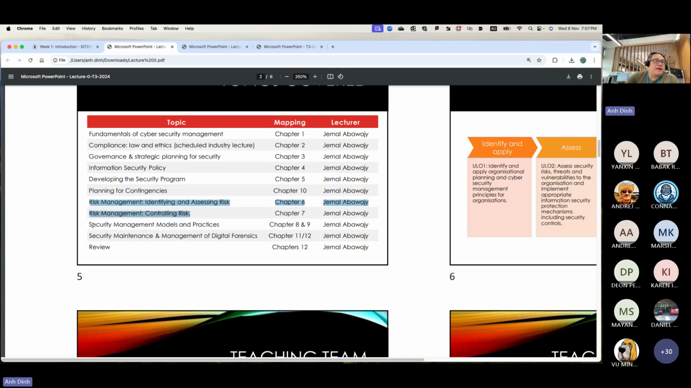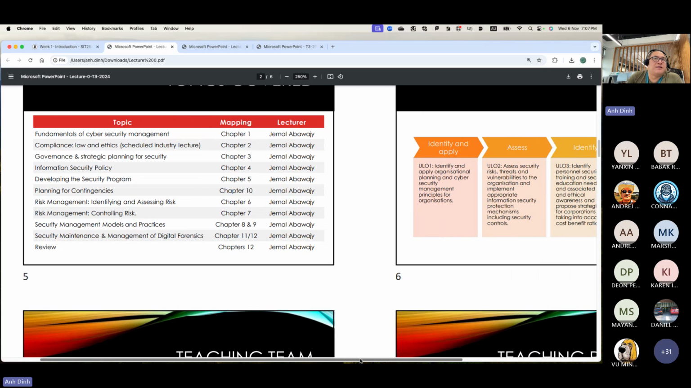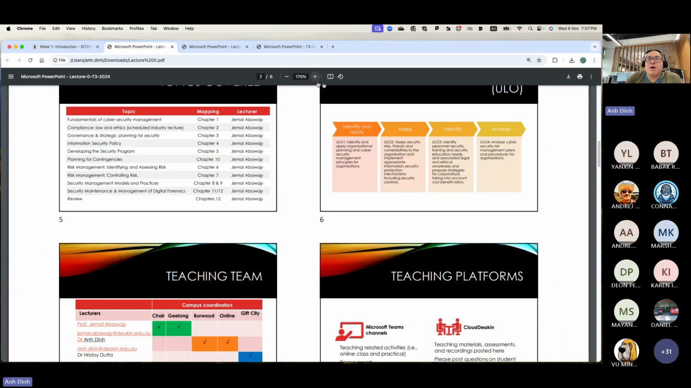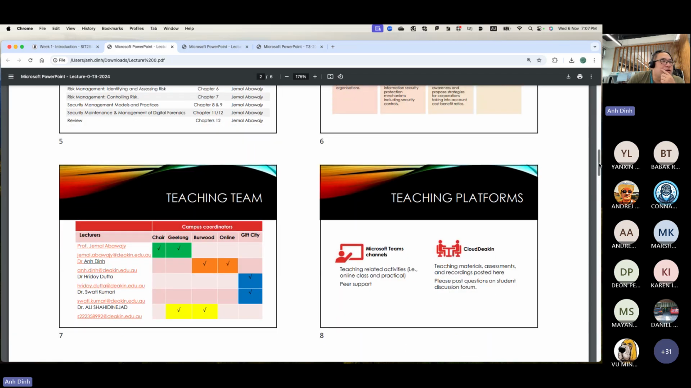And then in the third part, we talk about some of the real security models that you use in practice, and some topics on maintenance and digital forensics. So management of digital forensics, because digital forensics is an important cybersecurity asset, and there's a different way to manage it compared to other assets. Right, so the ULO, you can find it on the unit site, and I'm not going to go much into that.